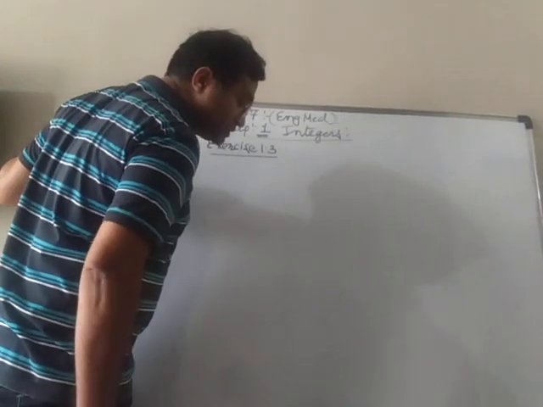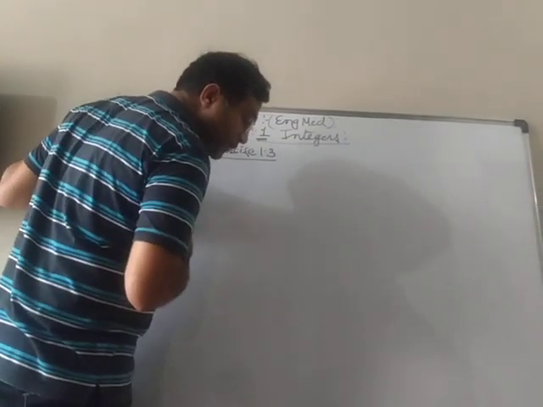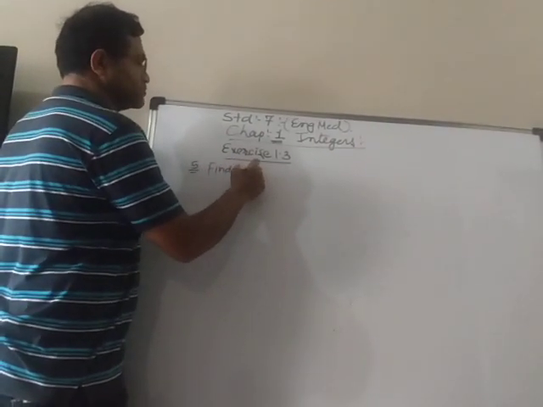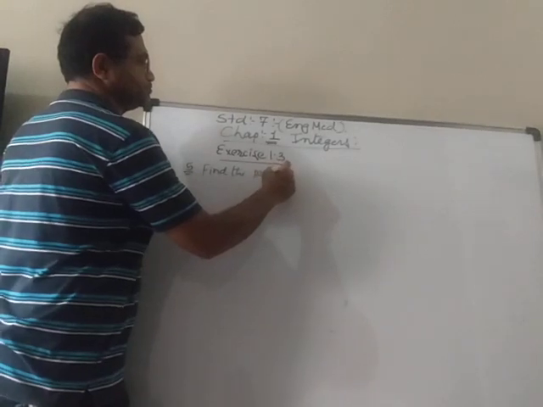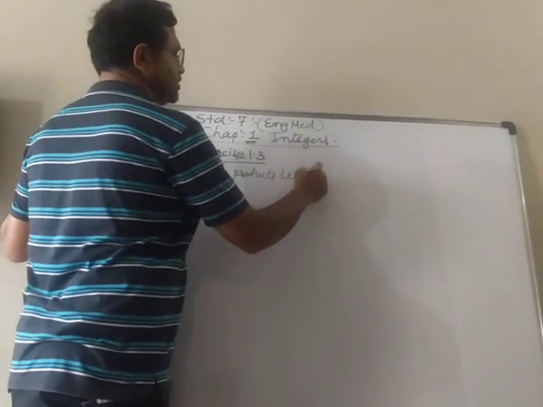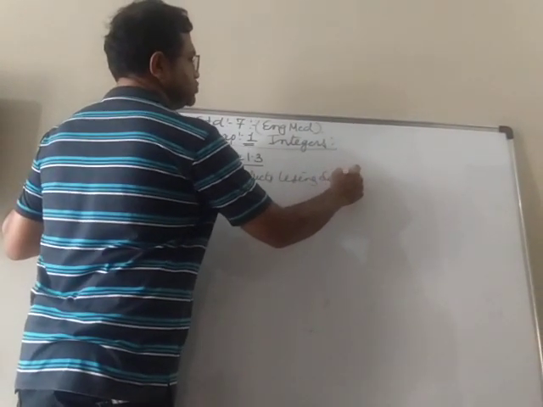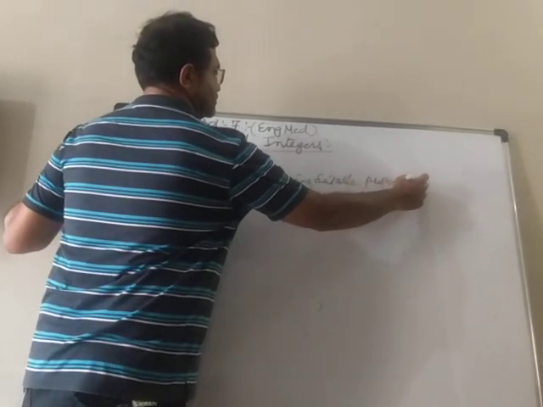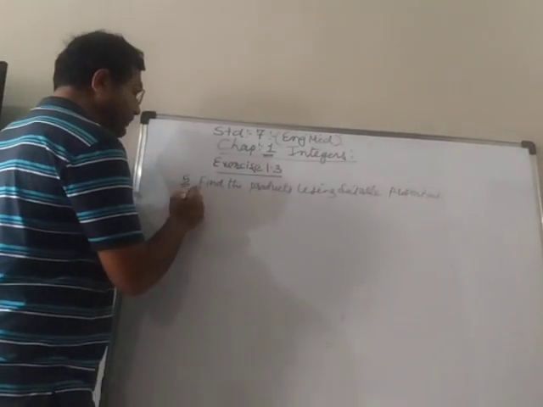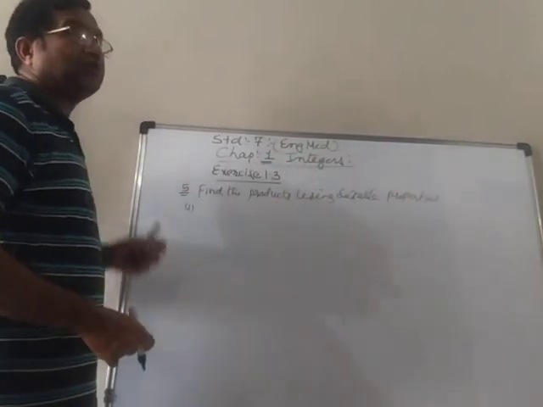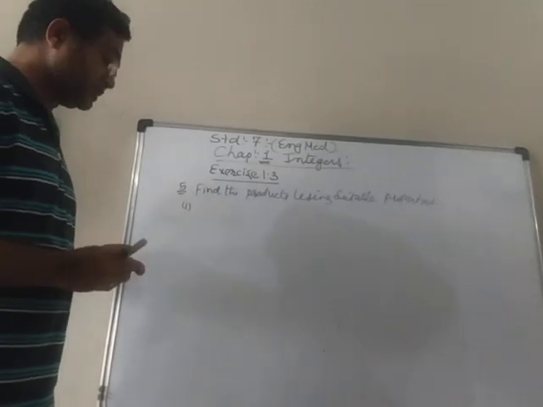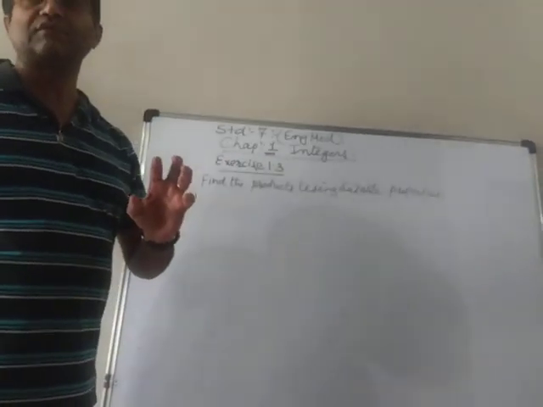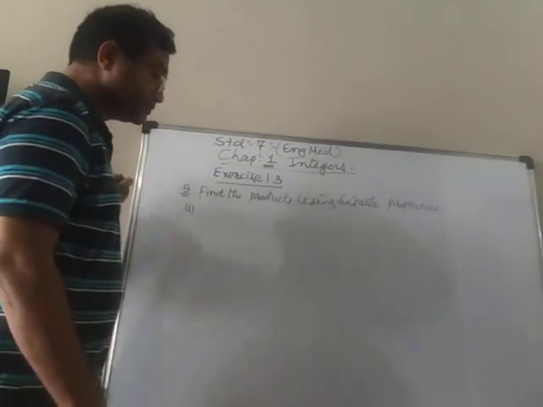Now question 5 says: find the products using suitable properties. So here we have to use the properties such that our calculation becomes easier. So you have to think which property will be very useful here.